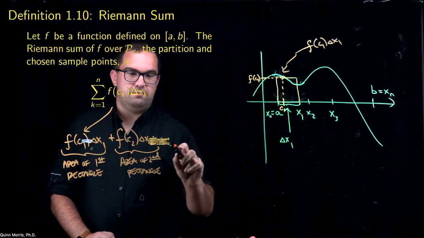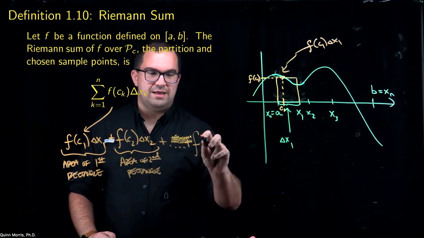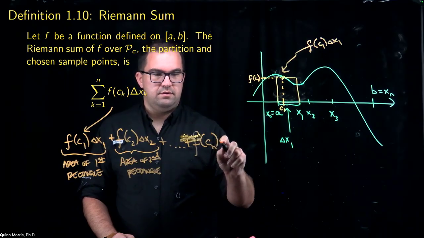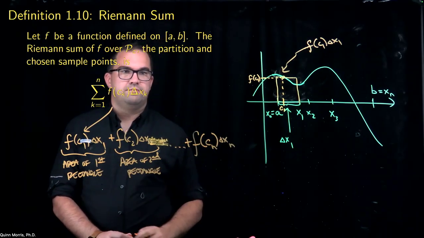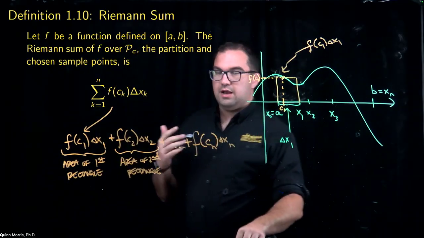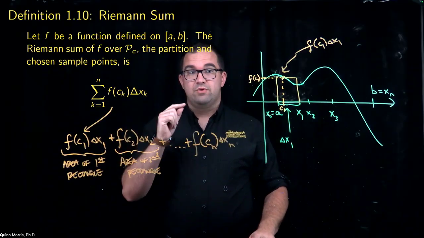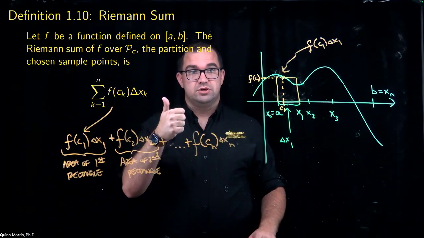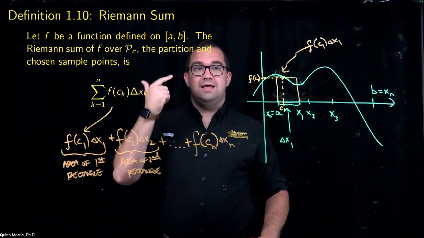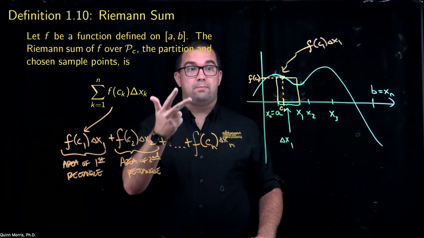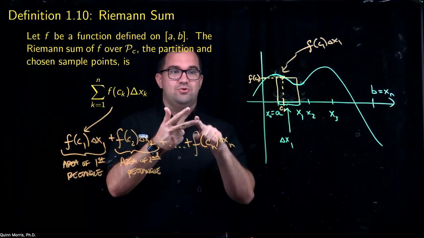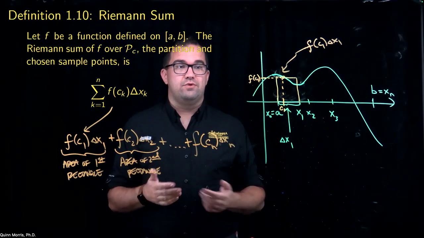And then this sum just continues on until it gets to the last one, f of c_n delta x_n. So all this sum is doing is adding up the areas of each of these little rectangles. Now, again, I'll point out that to define a Riemann sum, you must have a function on some interval, a partition of that interval, and tags for that particular partition. So there are three levels of things you have to choose in order to define a particular Riemann sum.